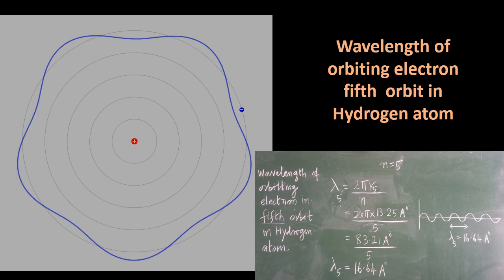It shows that it has formed the standing wave pattern in the case of the fifth orbit. So we are able to calculate the wavelength of the orbiting electron in the fifth orbit with the help of the board work. Okay. So like that, we are able to place the electron in different orbits. We are able to calculate the respective de Broglie wavelength of the electron in different orbits.